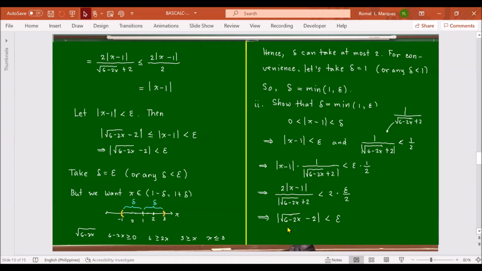So therefore, we now conclude that the limit, as x approaches 1, of the square root of 6 minus 2x is equal to 2. Okay, guys? So that's it. Since we have shown that the absolute value of f of x minus L is less than epsilon, we're done. So the limit is really equal to 2.